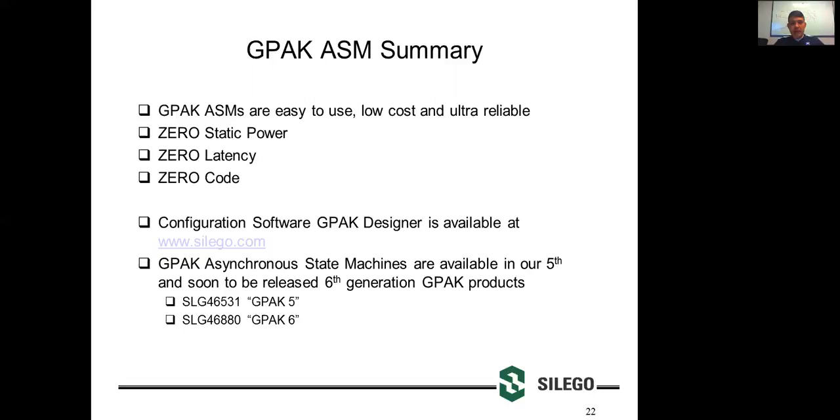Hardware engineers generally love having this capability of being able to configurably change the timing, the turn on of power supplies, the sequencing kinds of issues, and do that all code-free using the Silego development environment. The configuration software is available at www.silego.com. A couple of part numbers that we have on this are the SLG46531 and the SLG46880, which will be available here in the next couple of months for our 6th generation GPAK.